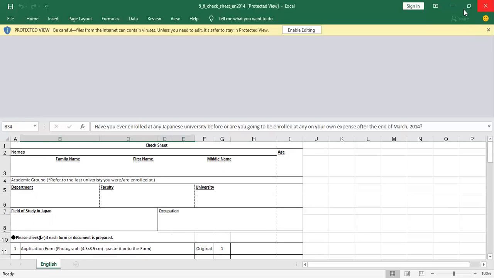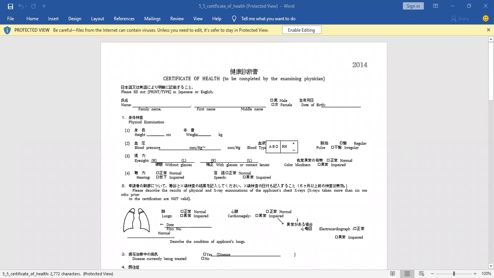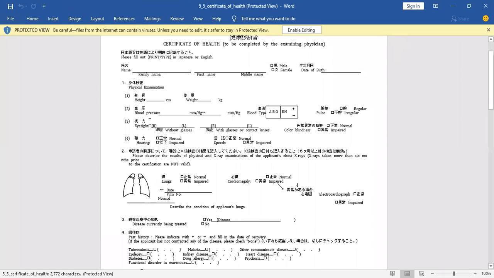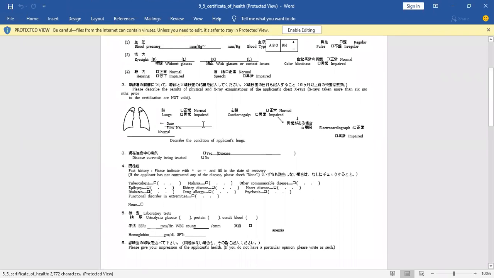So let's go to the medical certificate and recommendation letters. In the medical certificate, you should have the following. Checkup for eyesight, okay, and checkup for your blood pressure and your weight and height. And then there is a lung x-ray.